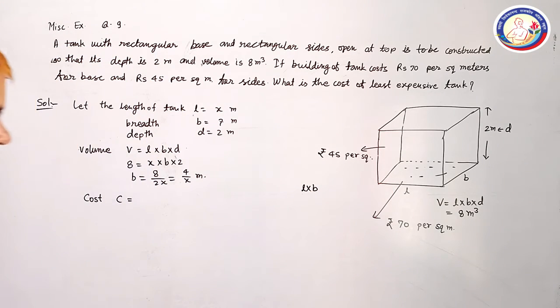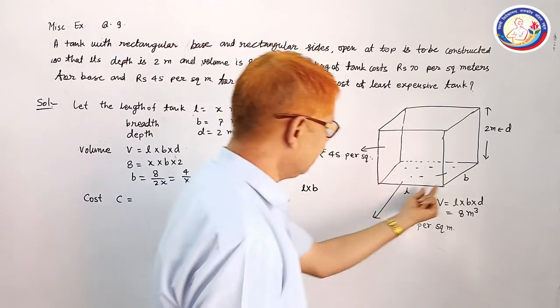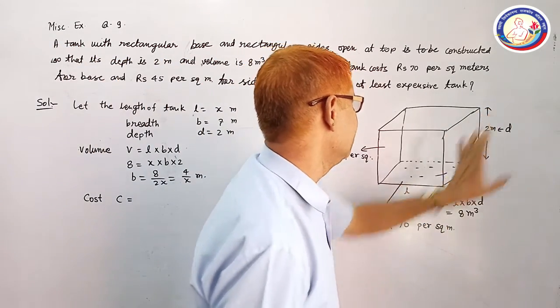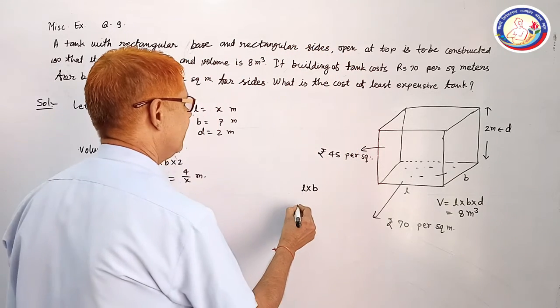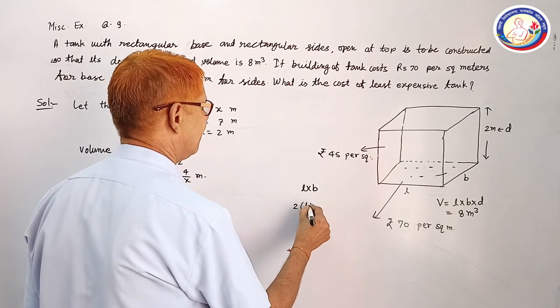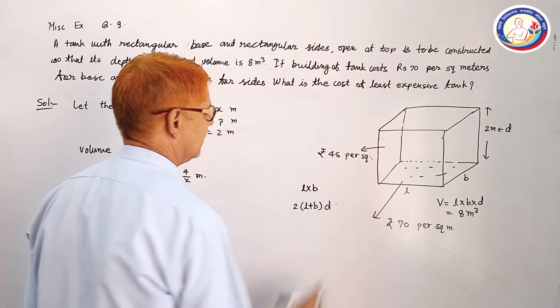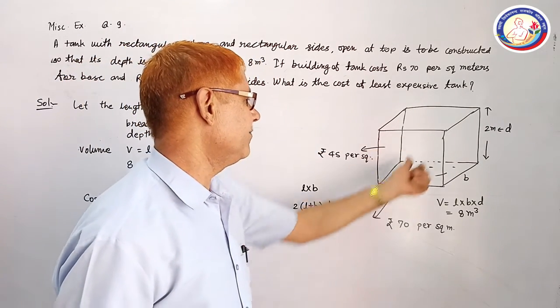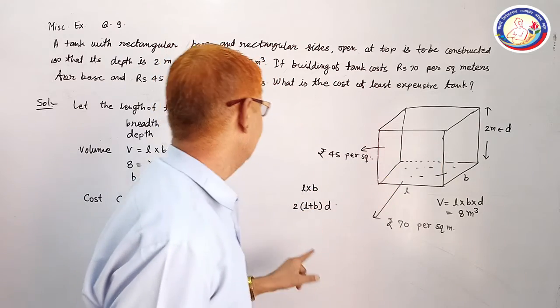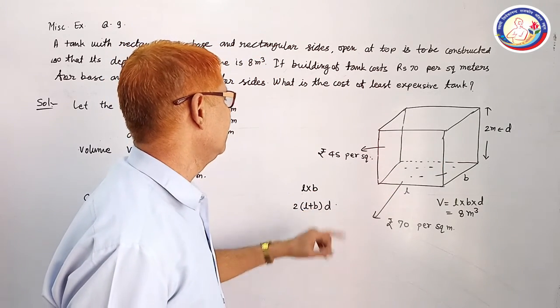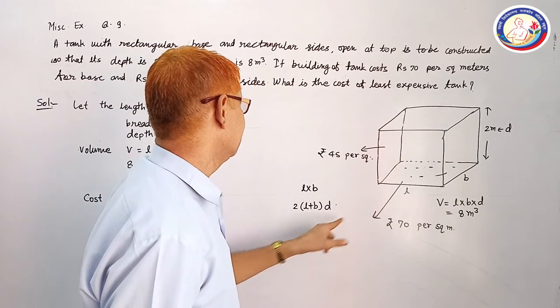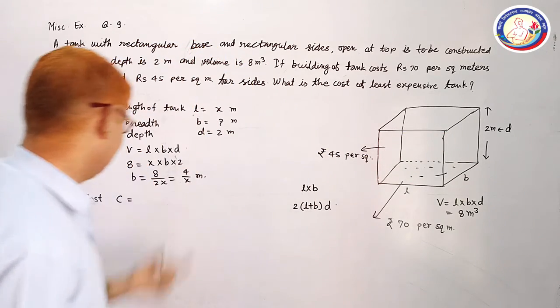And 4 sides: if the length and breadth of the base are L and B and the height or depth is D, then the lateral area of this cuboid, or the area of the 4 walls, will be 2 into (L plus B) into D. This will be the area.